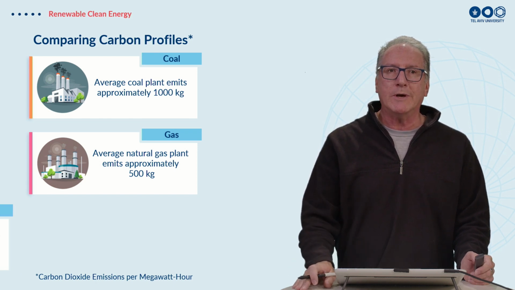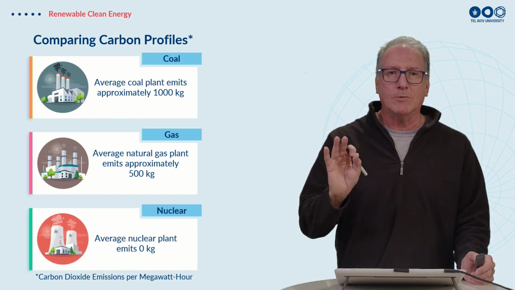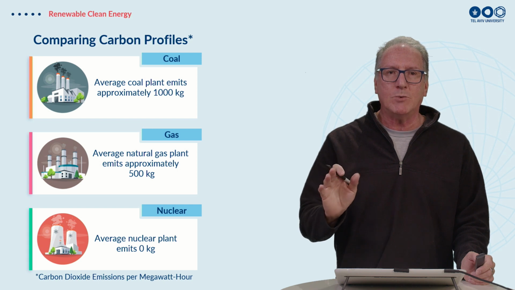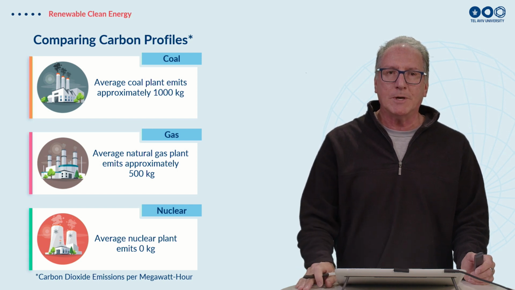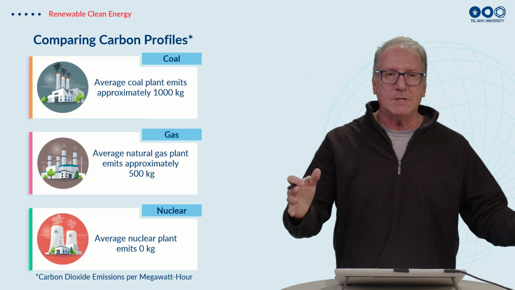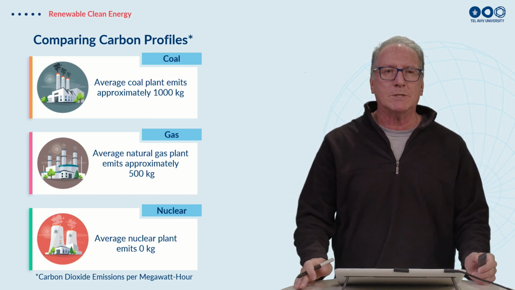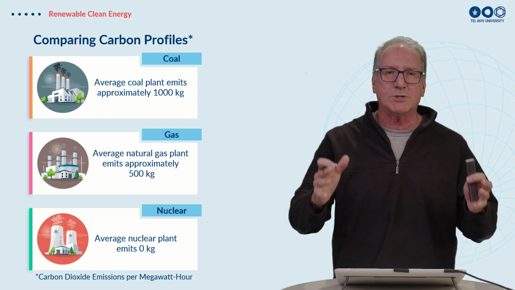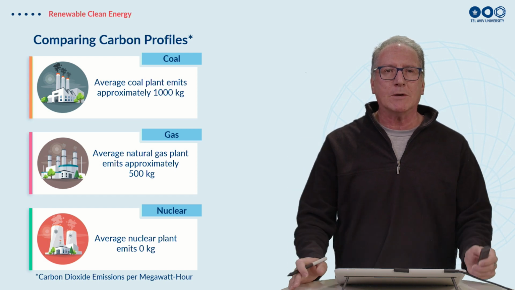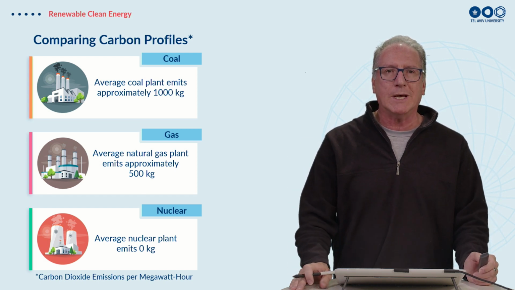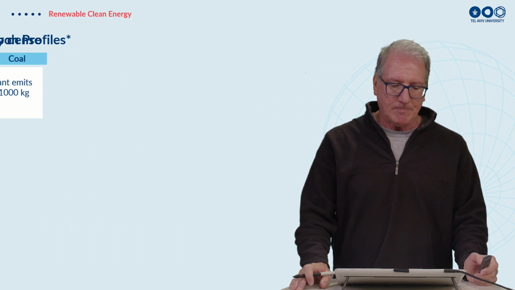About 500 kilograms of carbon dioxide are emitted for every megawatt hour. But when we go to nuclear energy, zero. For the same amount of energy, we have zero emission of carbon dioxide. We obviously have to build these, which does need energy and may emit various greenhouse gases. But once it's running, it emits zero greenhouse gases for every megawatt hour that is produced.